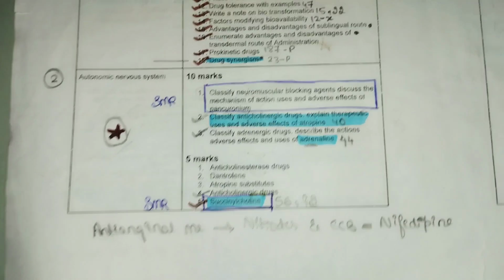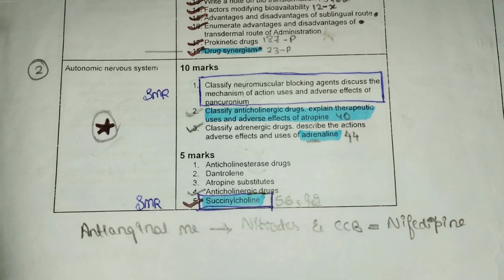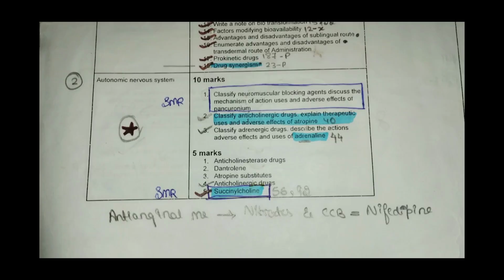Moving on to the second chapter, which is ANS. In this, the important 10-mark questions are: classify neuromuscular blocking agents and discuss the mechanism of action, uses and adverse effects of pancuronium. Yes, this is the first question given here, but this is of the chapter skeletal muscle relaxants. Similarly, there are a few more mistakes, so write down accordingly.